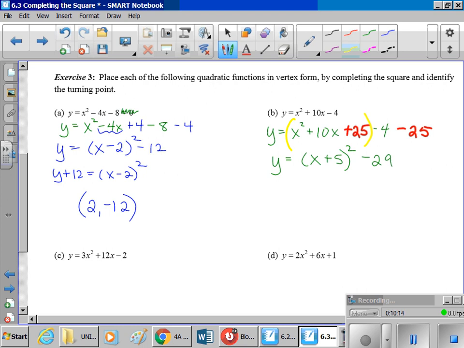So if you're getting to the point and you don't need to write it that way, but again, feel free to. So it's y plus 29 is equal to x plus 5 quantity squared. So I know my vertex is going to be negative 5, negative 29. Or you can say to yourself, change this one, don't change this one.